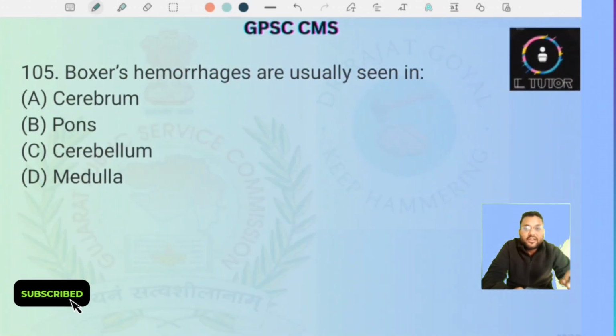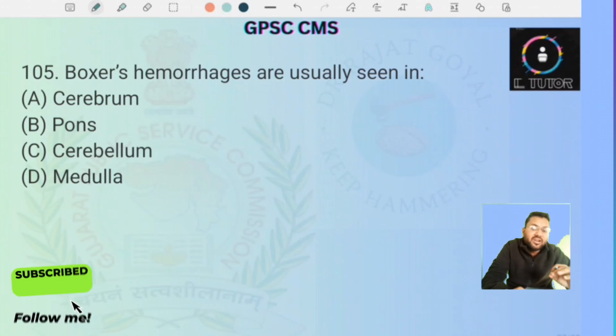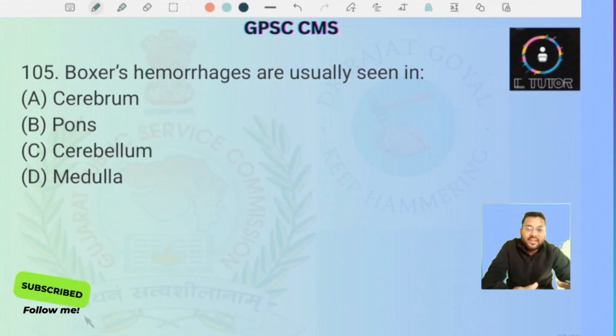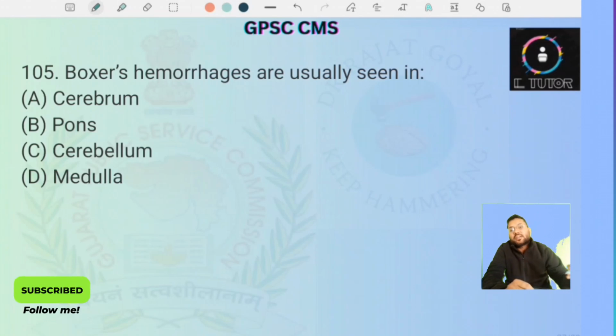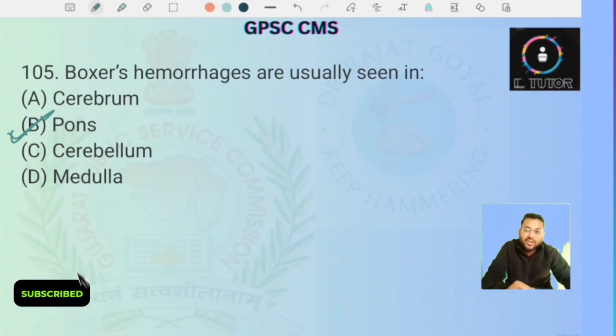Boxer's hemorrhage is usually seen in? Whenever we talk about boxer's hemorrhage, there is no specific type of injury during boxing, but different types of head injuries such as intracerebral injury and parenchymal injury can be there. Out of them, pontine injuries or pontine hemorrhage are the most common. So here the answer will be option B, pons. Boxer's hemorrhage is usually seen in the pons. Pontine hemorrhage will be there.